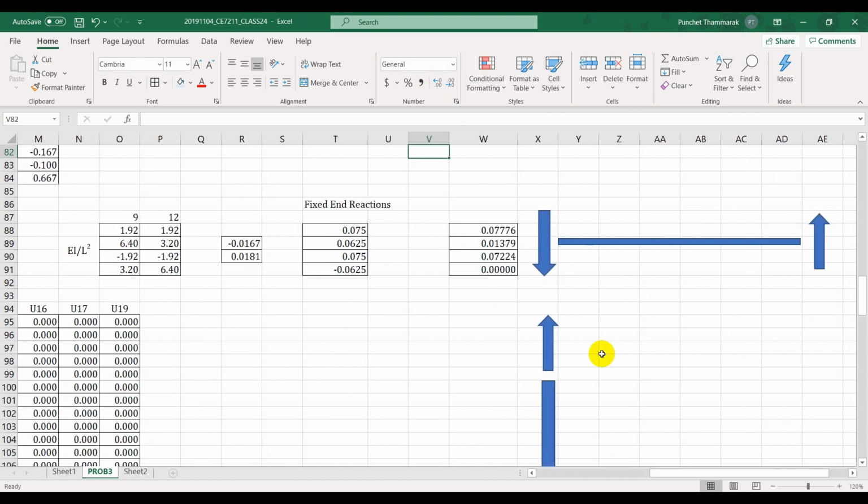And then we look at the numbers. As this one is actually pointing upward, right? You can see the number is positive. This one means upward reaction. And also on the right hand side, you have the upward shear force. Okay, so the sign, you should be serious about it.